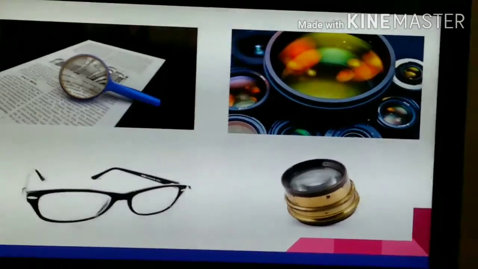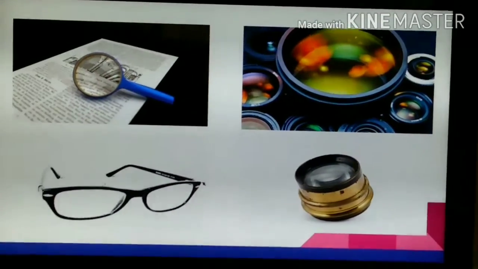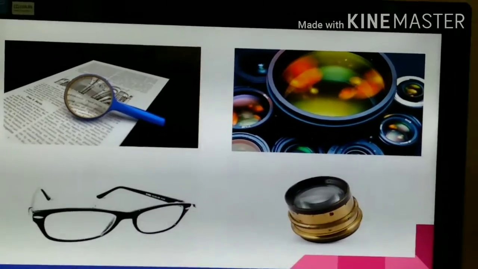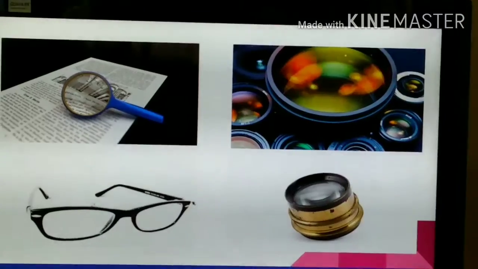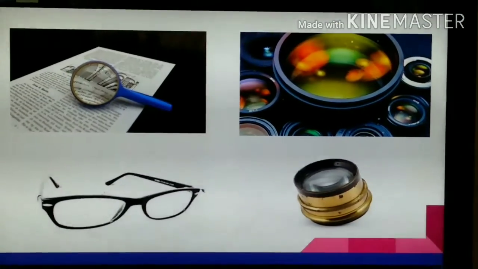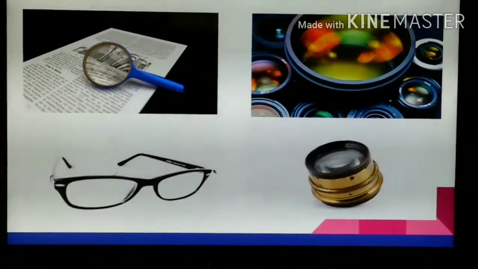Here you can see the images of the simple lens and the compound lens. On the left hand side you can see the images of the simple lenses, and on the right hand side you can see the images of the compound lenses.